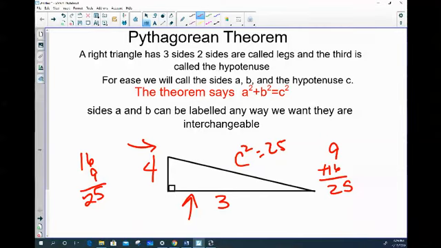That is because of the associative property of addition. It doesn't matter the order I add two things, they will always be the same. So let's go back to our discussion. That lets us know sides A and B can be labeled in any way we want. They're interchangeable.